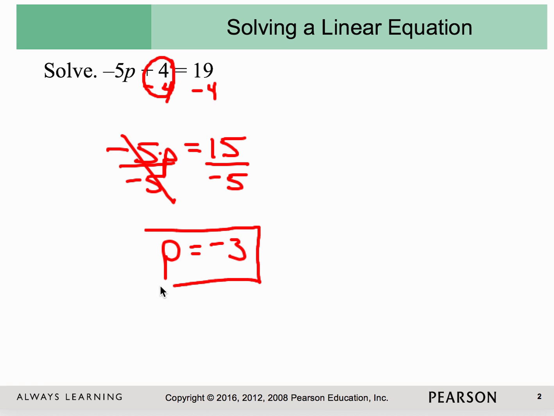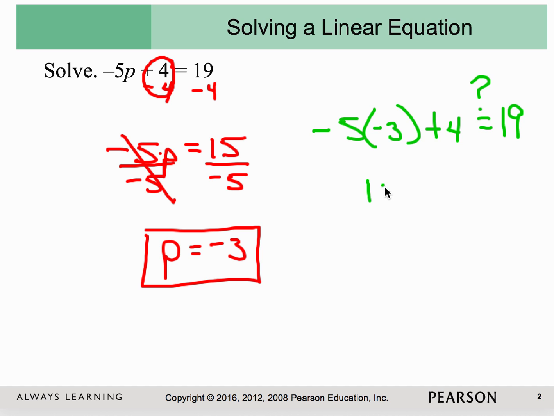Now we've solved it. And just to confirm, we may want to check it. Let's plug in a negative 3 everywhere there's a p and see if it makes the equation true. So negative 5 times negative 3 is positive 15, plus 4. Does that equal 19? Yes. Okay, so that's our basic steps.